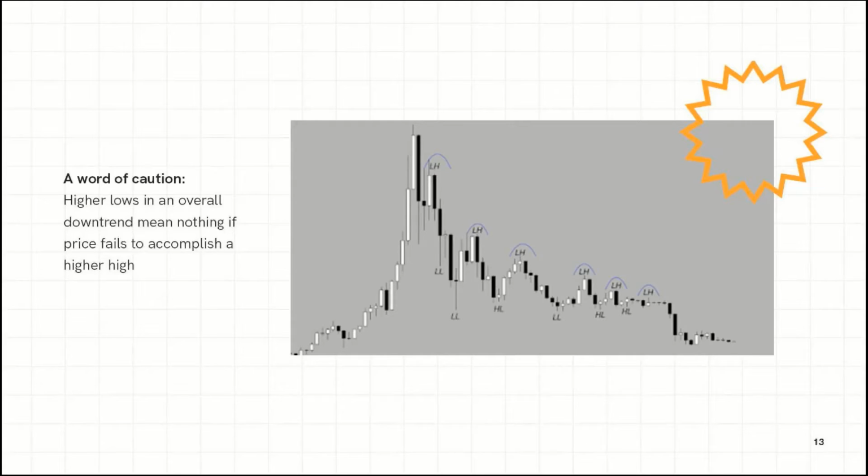A word of caution. Higher lows in an overall downtrend mean nothing if price fails to accomplish a higher high. So if you have a higher low and there is no higher high in a downtrend, it doesn't mean anything, and vice versa also.